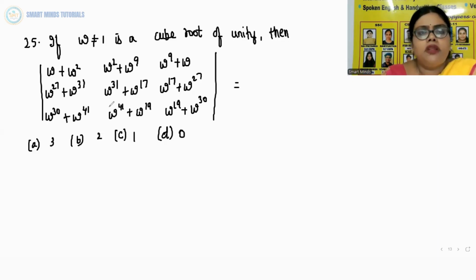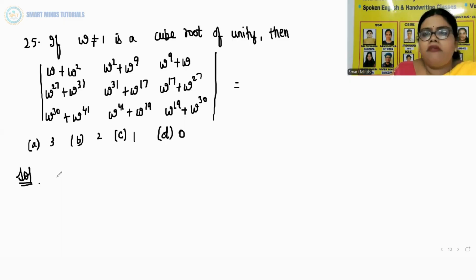So take this question. If omega not equal to 1 is a cube root of unity, then find the determinant of omega plus omega square, omega power 9 plus omega power 27, omega power 31 plus omega power 17, omega power 17 plus omega power 27, omega power 30 plus omega power 41, omega power 41 plus omega power 19, omega power 19 plus omega power 30. We need to find out the determinant of this. So let's see how we proceed.